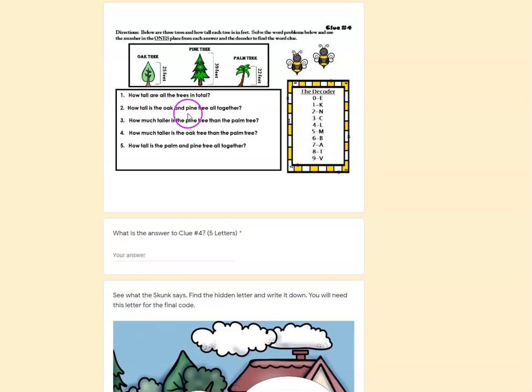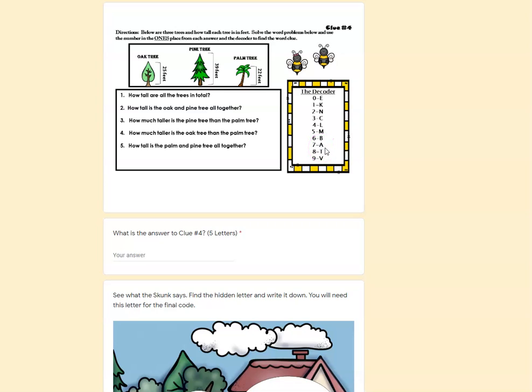How tall is the oak and pine tree all together? So oak and pine. So you are going to do 25 plus 39. 25 plus 39 is equal to 64. 4 is in the ones place, which means L. And we have BL. Third problem, we have how much taller is the pine tree than the palm tree? That'll be subtracting. I want to know the difference. Pine tree and palm tree, 39 minus 22. 39 minus 22 is 17. A 7 is in the ones place. So 7 is equal to A.